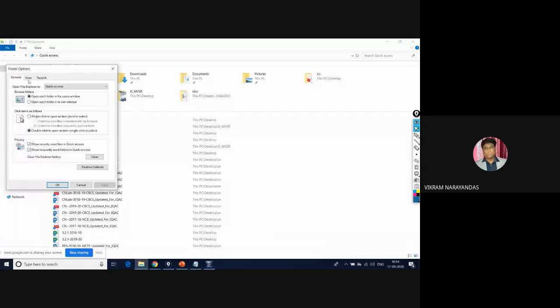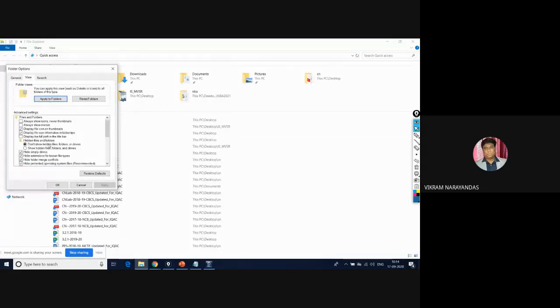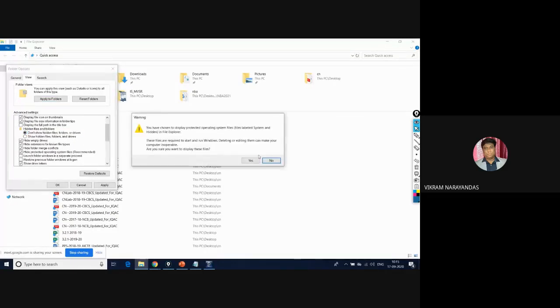Again, click on View. Show hidden files, folders and drives. You can click on this to show the operating system files. So show hidden files, folders and drives, and also uncheck Hide protected operating system files. You can uncheck this one. Okay.